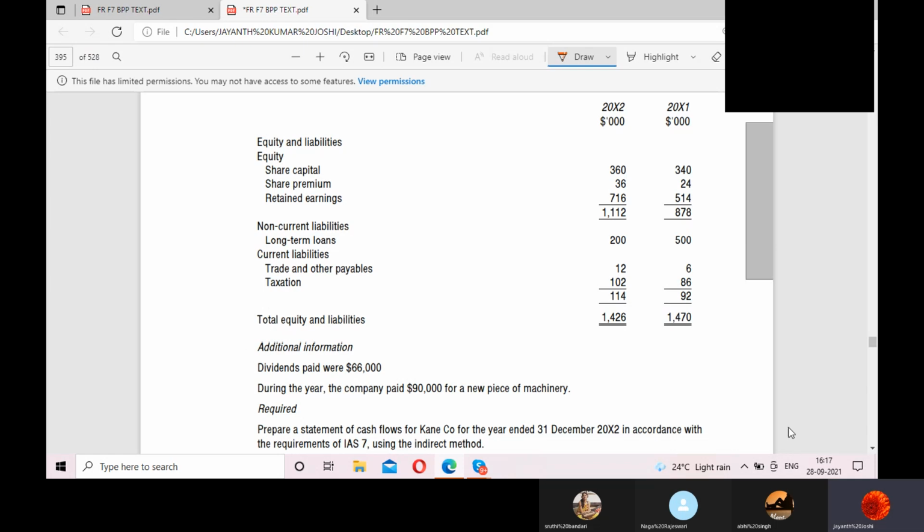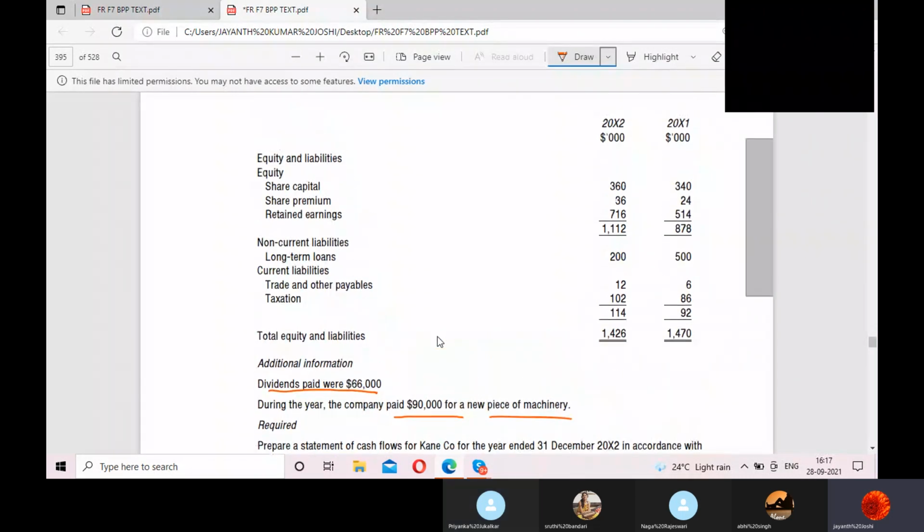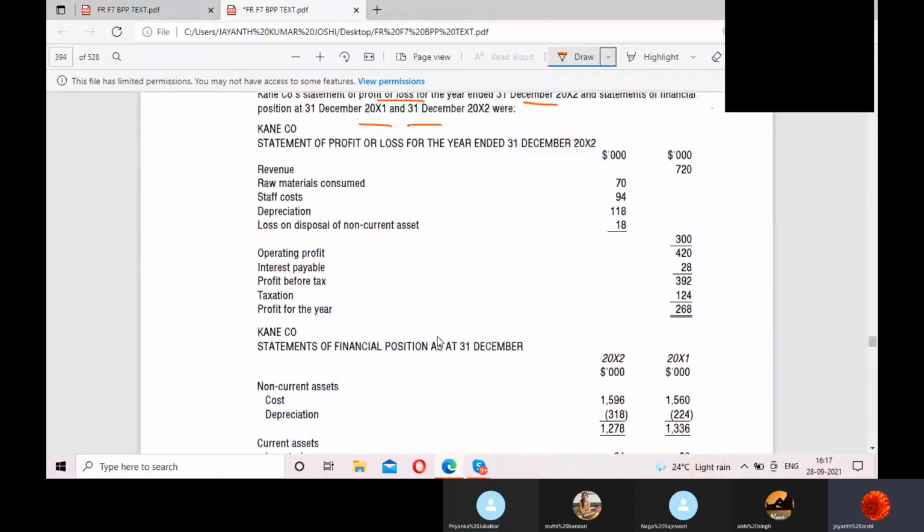So there is some additional information given. Dividends paid are this. During the year, the company paid 90,000 for a new machinery. That means they bought a new machinery. So now we will prepare the statement of cash flows. Please understand how to prepare this.